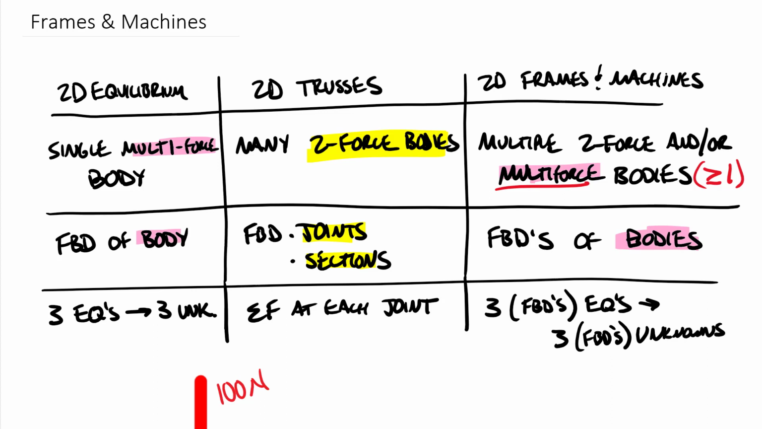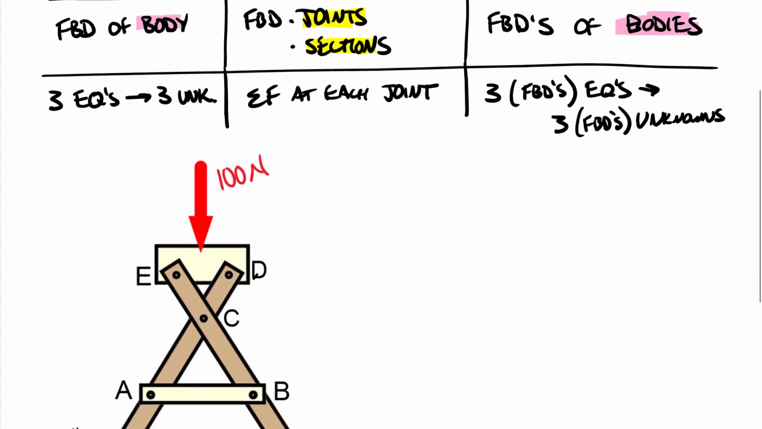Okay, so the techniques we use fundamentally in frames and machines are much more similar to what we did in chapter 5 than anything we did in chapter 6. The reason they lie here in chapter 6 is that in chapter 5 we only dealt with single body systems. In chapter 6 we're dealing with multi-body systems. Okay, let's take a look at what this looks like.